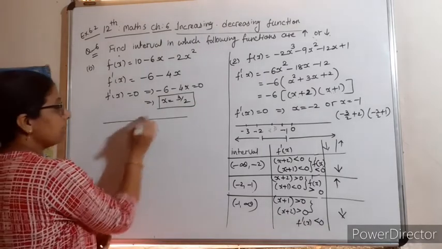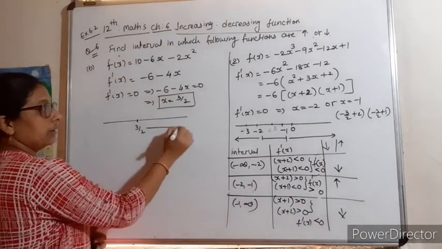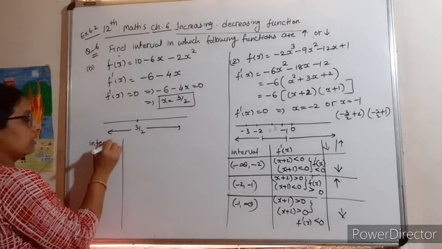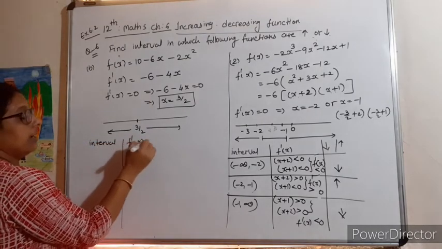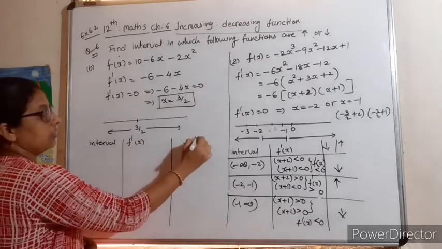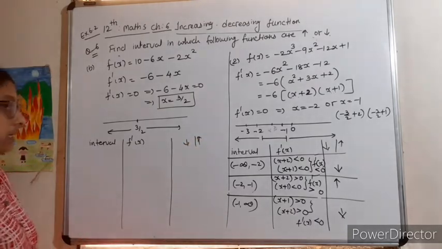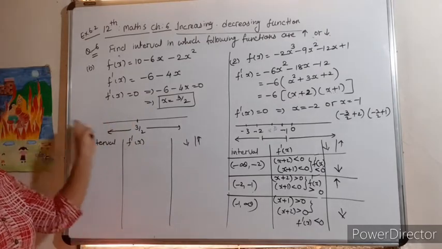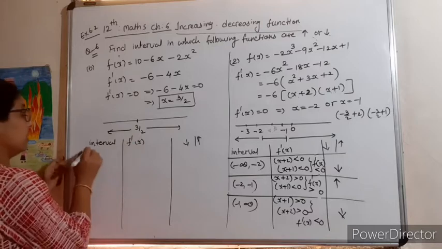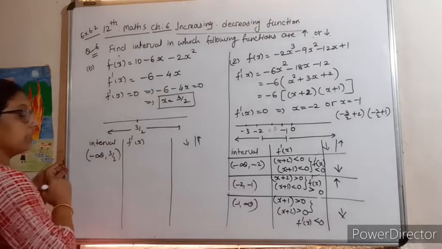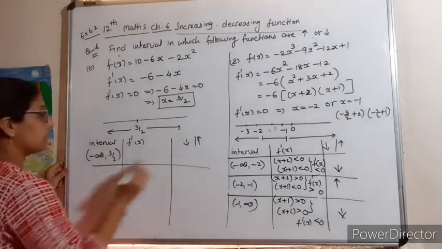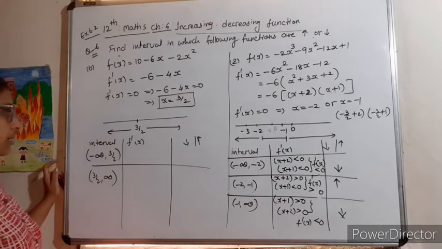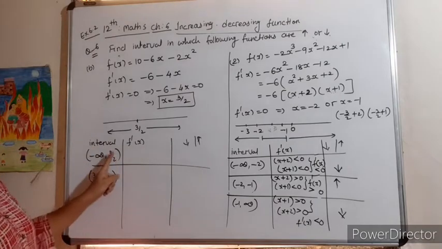So that divide into 2 interval only, here and here. So we'll directly write the interval here f dash x, and here decreasing or increasing. We'll find it. चलो, first interval कौन सा होगा? From here it is, yes, minus infinity to 3 by 2. Yes, first interval is minus infinity to 3 by 2 and the second interval is 3 by 2 to infinity. Yes, okay.